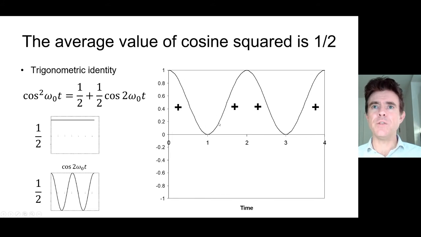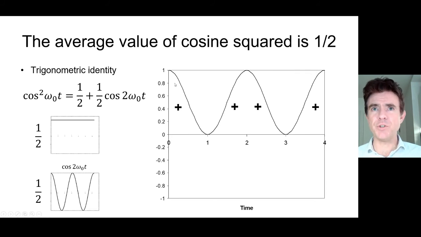And if you like, there are these big missing gaps here. The values diminish down to 0 and back up to 1. And overall, you can see this is quite a symmetric looking function. In fact, it's given by this trigonometric identity: cos squared omega naught t is equal to a half plus half cos 2 omega naught t.